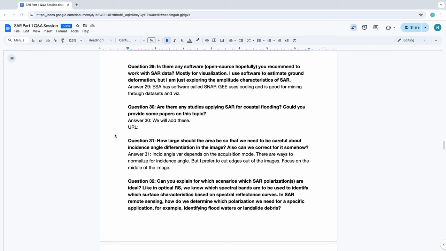Question 30, are there any studies applying SAR for coastal flooding? Could you provide some papers on this topic? Yes, there are some studies, and I'd be happy to provide some references when we post this document.